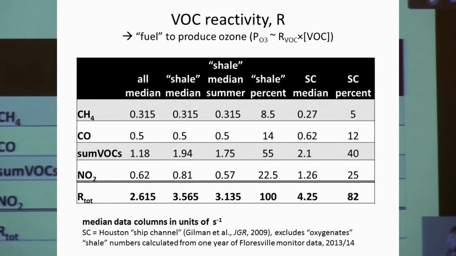So in conclusion, we get something like 3 to 3.5 total reactivity, that's in per second, for air masses from the shale area, compared to the Houston Ship Channel of 4.25. These are 24-hour values, so they are typically not the same during day and nighttime, but the same is true for the Houston Ship Channel here. So in that sense, these values are quite comparable.